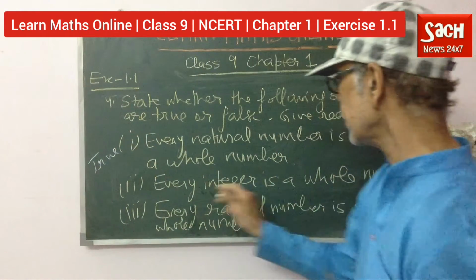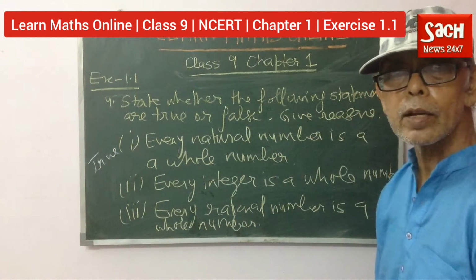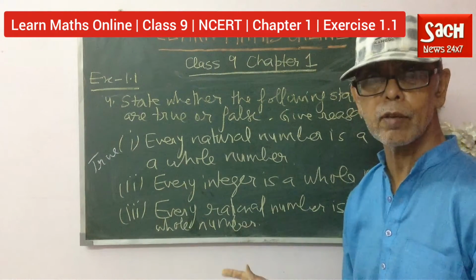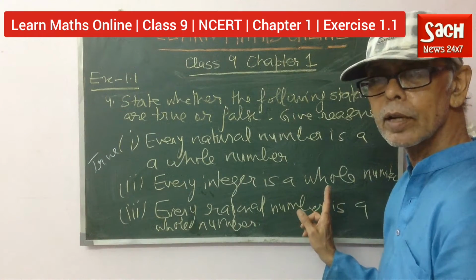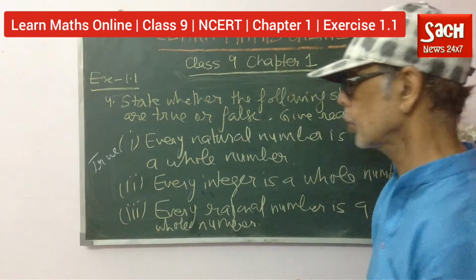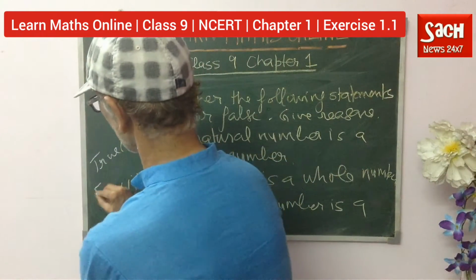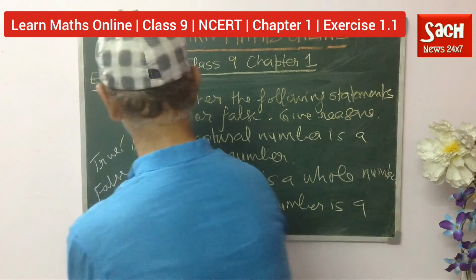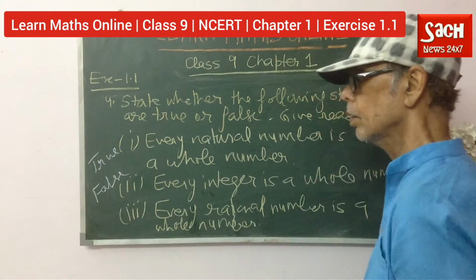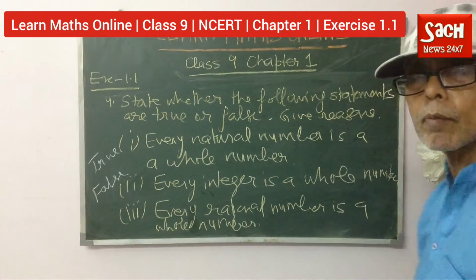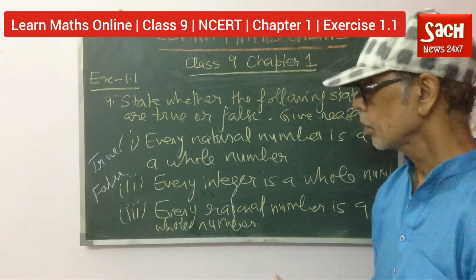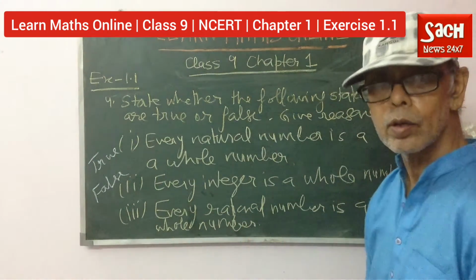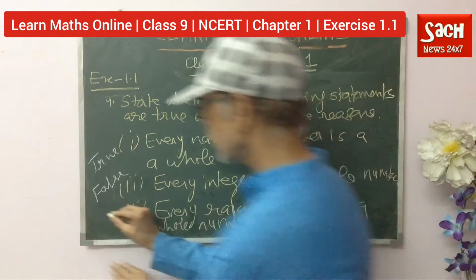Second, every integer is a whole number. Integers are positive numbers as well as negative numbers. A whole number is not a negative number. It is only a positive number. So this is false. Every integer is not a whole number. Every rational number is a whole number. What is a rational number? Like 2 by 3, 5 by 7. Is it a whole number? No. So this is again false.